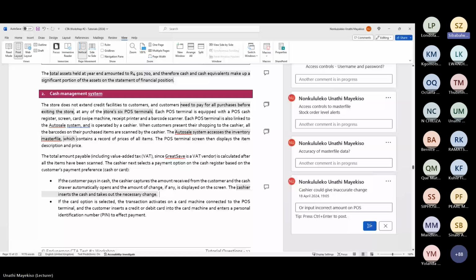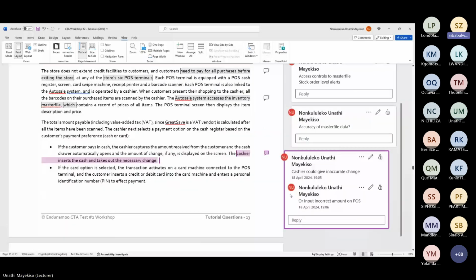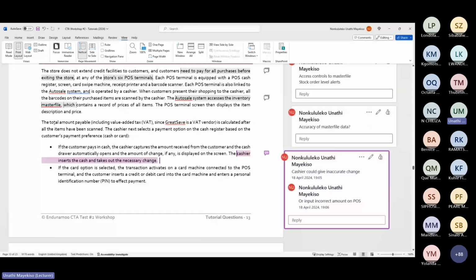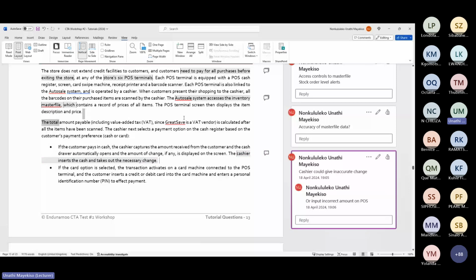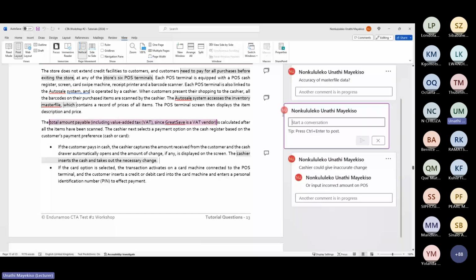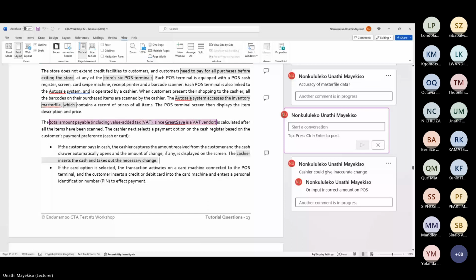I just wanted to know if in this case, now that they just told us that Great Save is a VAT vendor, there are no risks that could be triggered by that. There are definitely risks. They don't just give you information for giving you information. So you must tell me what could go wrong with them being a VAT vendor. We spoke about it yesterday when we talked about IFRS 15. How is revenue supposed to be recognized? Yes, without VAT. Incorrect recognition of revenue. Or rather inaccurate, because we're working with assertions now.